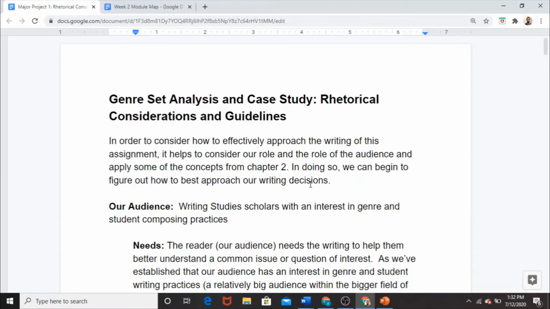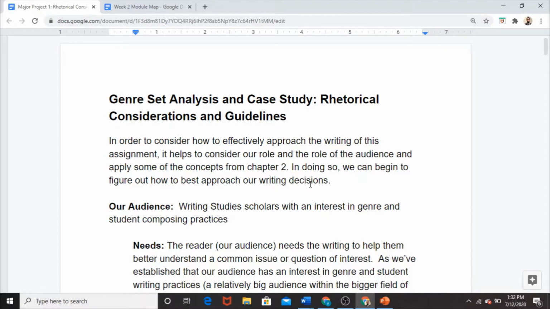So before we start thinking about what this project is going to look like once you begin writing, we need to think about who our audience is and who we are as writers, because a lot of the decisions that we are going to make are going to be shaped by our sense of who our audience is and who we are as writers in this particular moment.